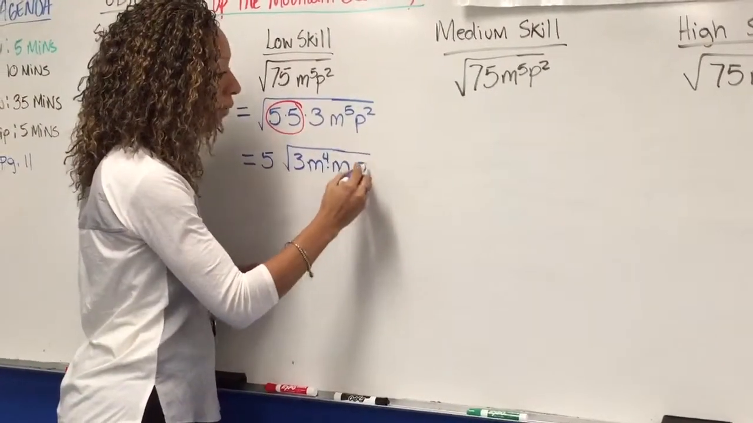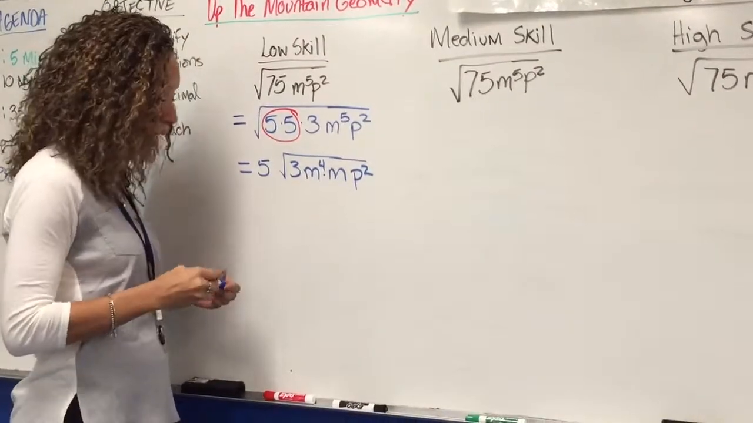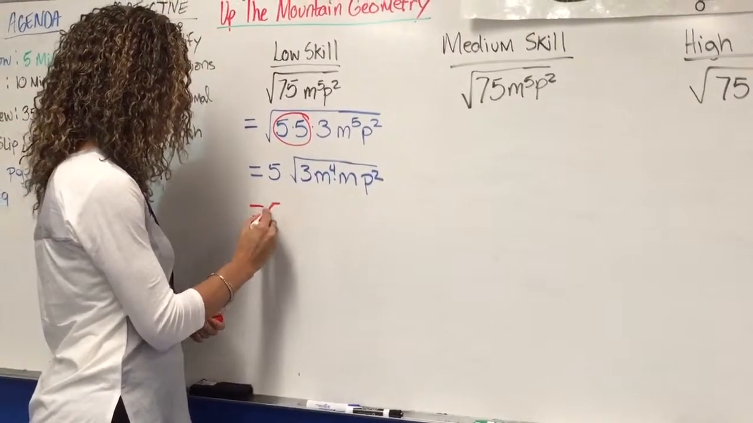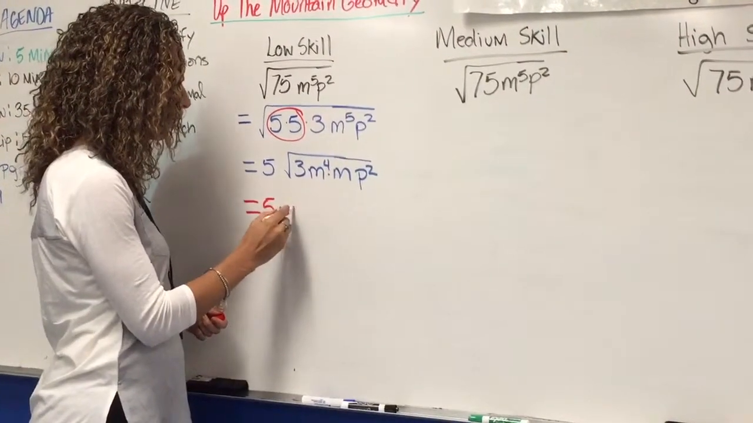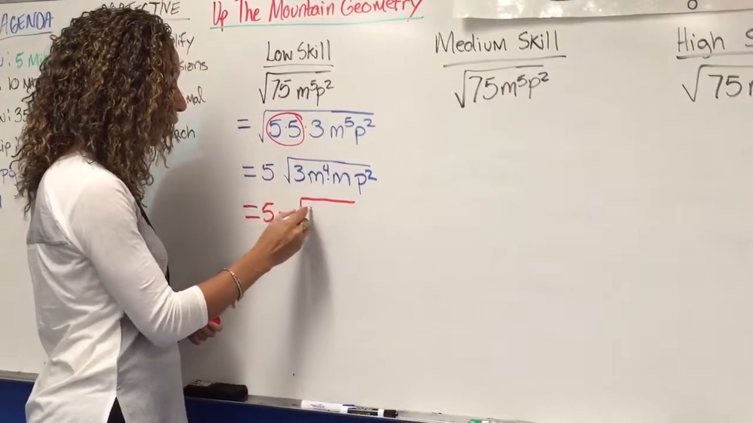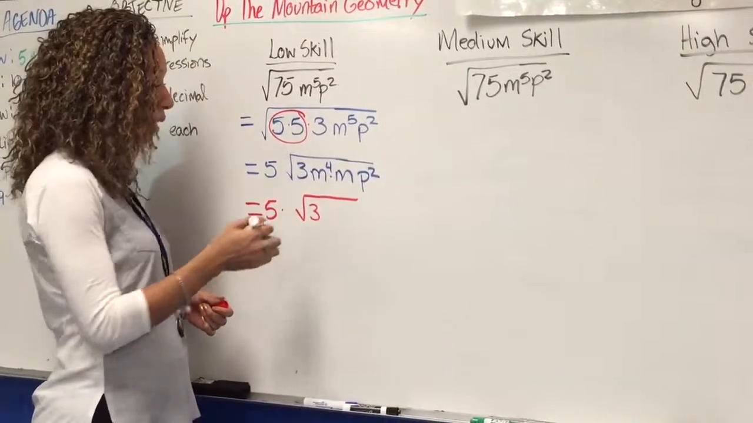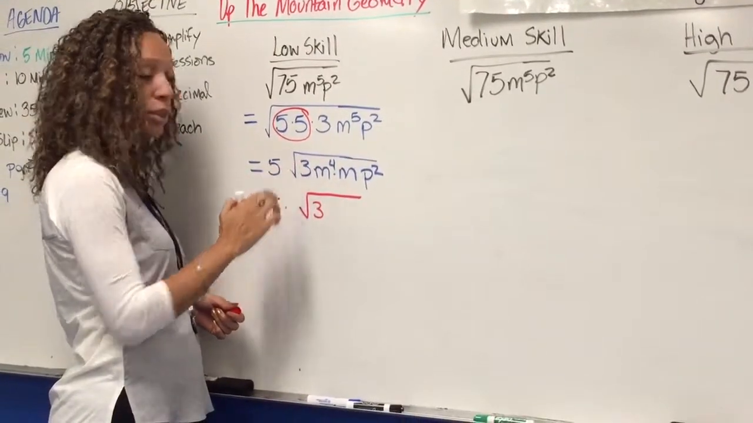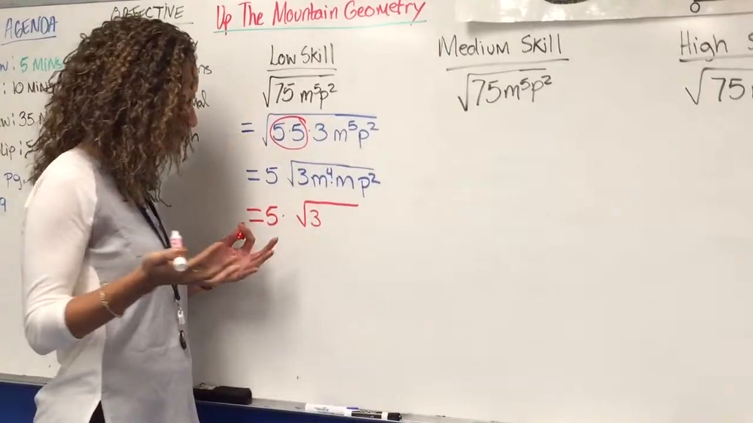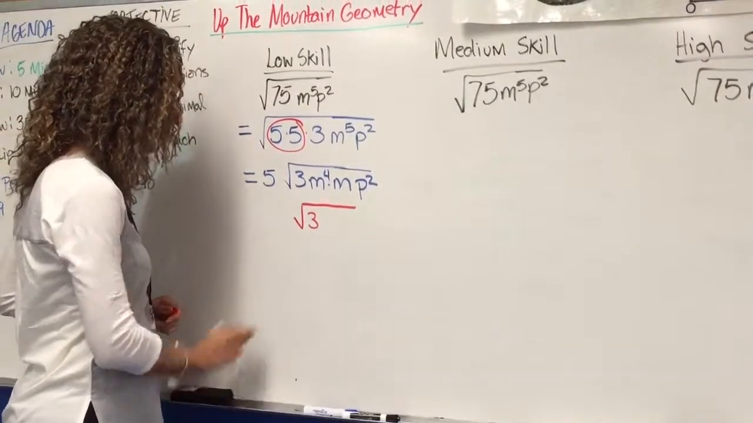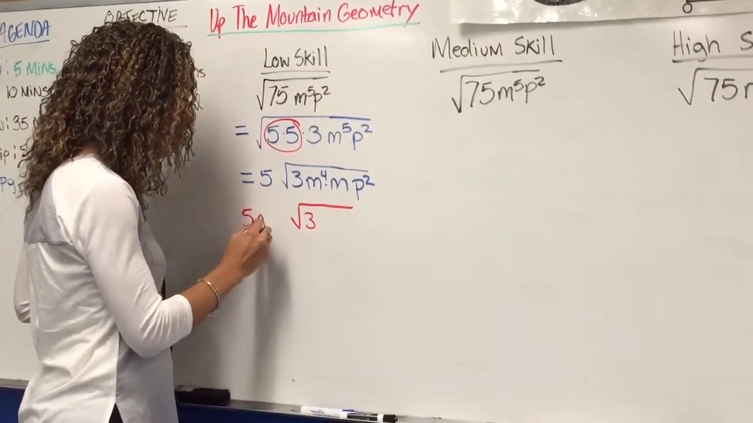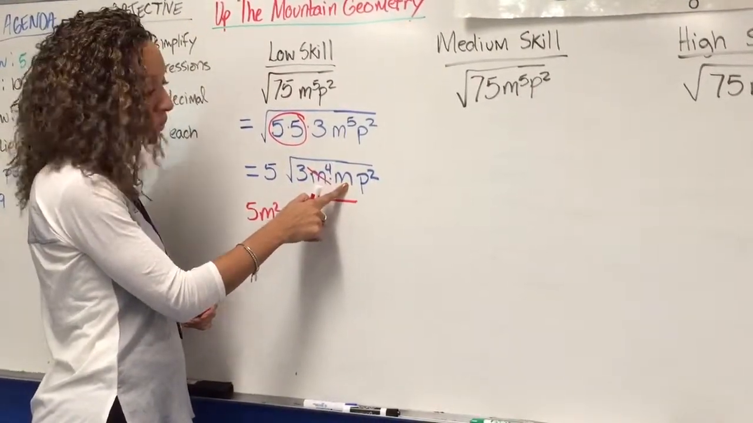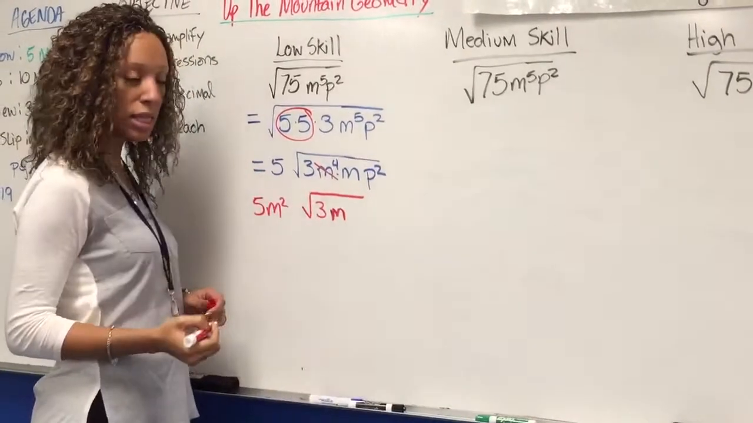And again, what do I have left? p squared as well. So one more step and I should be done. I still have the 5 on the outside. Still have the 3 on the inside. But what happens here? I have m to the 4th. If I do 4 divided by 2, what is that? It's 2. So then really, I have 5m squared on the outside. Did I do anything with the m? No, so that has to remain inside.